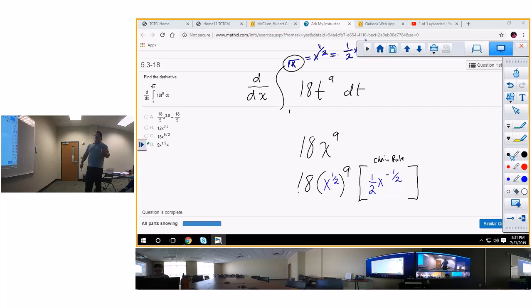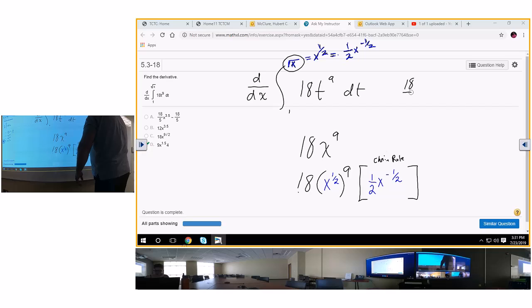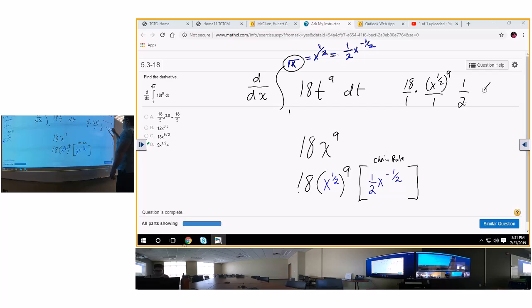Okay, but I looked in the Sullivan book, which we used last semester, and it didn't have this type of question in it. So I don't know. I'm going to do this for everybody. I'm going to put an 18 over 1, and x to the 1/2 raised to the 9th power over 1, and then 1 over 2, and then x to the negative 1/2 over 1.